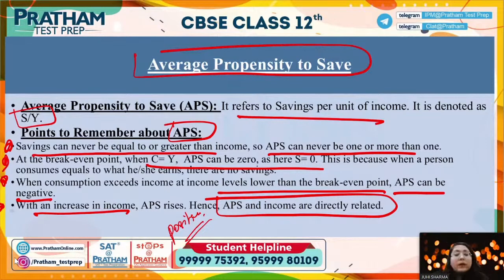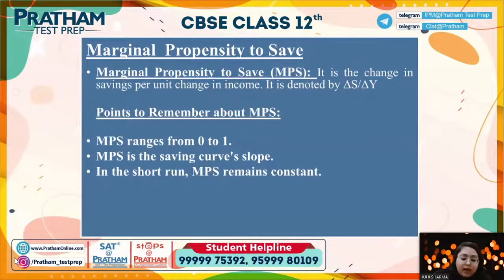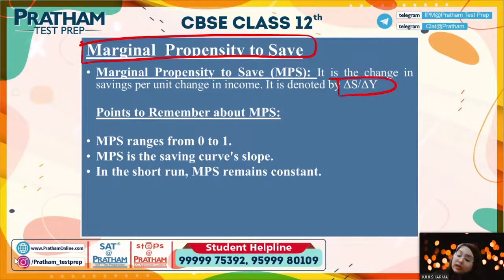Now moving further to marginal propensity to save. Marginal propensity to save का मैंने आपको क्या बताया, वही change in savings with per unit change in income. जैसे जैसे आपके savings change हो रहे हैं with per unit change in income is actually what marginal propensity to save is all about, right?